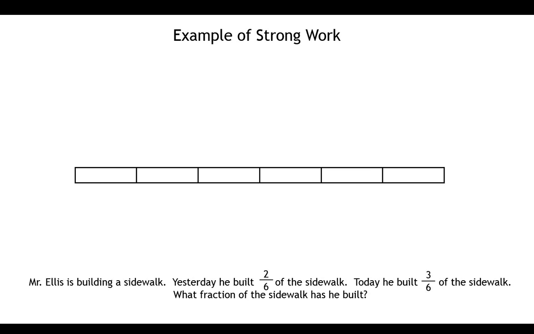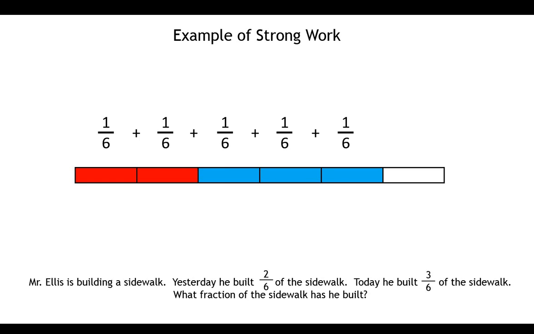You can see that in the middle there is a fraction bar to help us along. If we were to solve this using this fraction bar, we would color in 2/6 of the fraction bar. We would then proceed to color in another 3/6 of the fraction bar. And when we add those together, we get the answer 5/6. If we wanted to represent that in a different way, we could write 2/6 plus 3/6 equals 5/6.